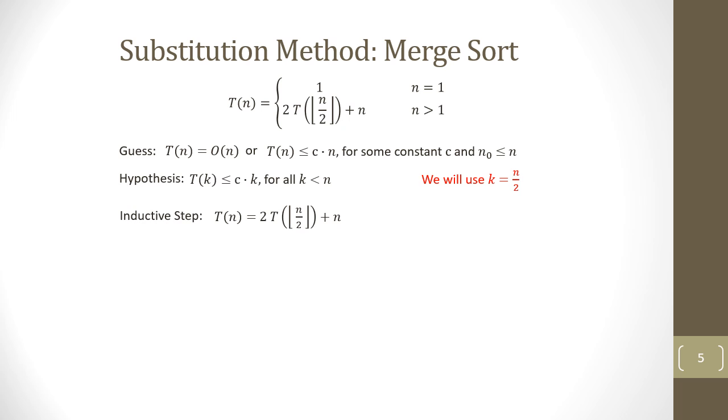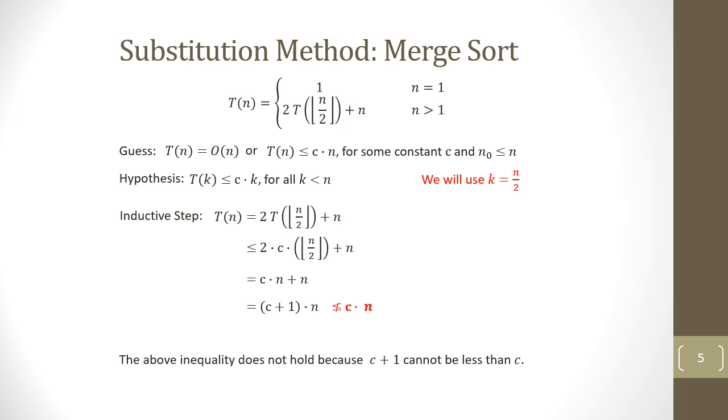So let's plug in the hypothesis in our recurrence equation, and if we solve this inequality, we get (c plus 1) times n, which is greater than c n, but it should be less than c n, which is our actual guess solution. So the above inequality does not hold. Hence we can say that big O of n is not the upper bound of merge sort.